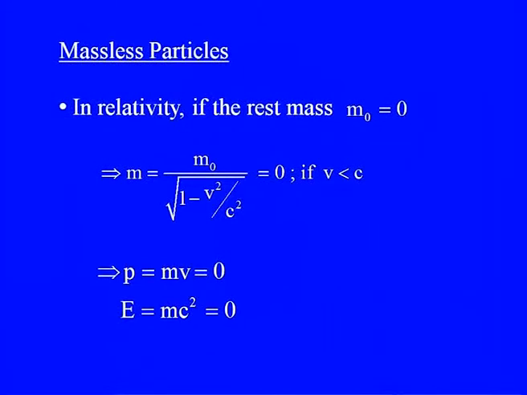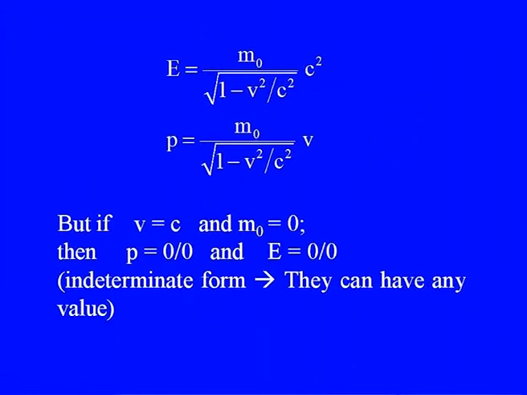If indeed the rest mass is 0, you would find the total mass to be 0 if the velocity is less than c. Why? Because m0 is 0 and the denominator, 1 minus v square by c square, is finite, so the total mass m is 0. Then immediately you figure out that the momentum is 0 and the energy of course is 0. Fine. So if the rest mass of a body is indeed 0 and it is moving with a velocity less than the velocity of light, then a massless particle should not exist.